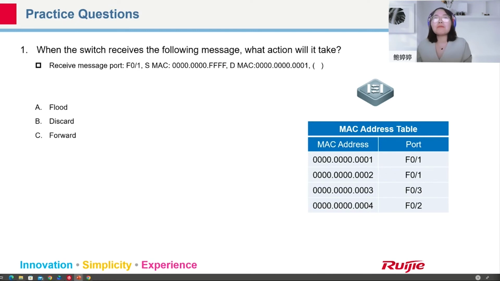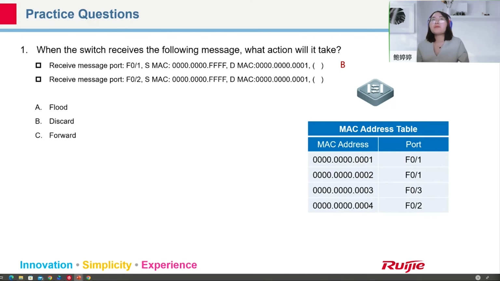The first one, I already see some answers, right? The special case of the first is that we discard. Yes, this is the correct answer. For the first one, we will add the MAC address FFF and connect it with the first interface. Then I check the destination MAC address 001 in the MAC address table, and according to the table, I have to send it out to the first interface. It's the same as the receiving interface, so I will directly discard this message. Maybe in the first interface there is a hub, right? So this is option B.